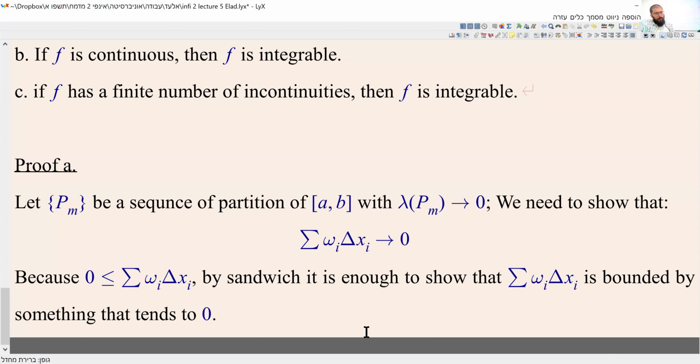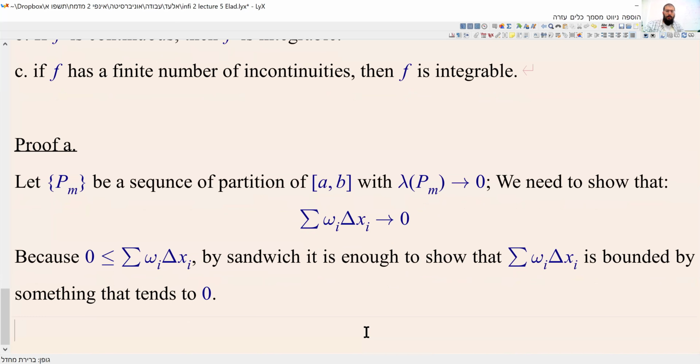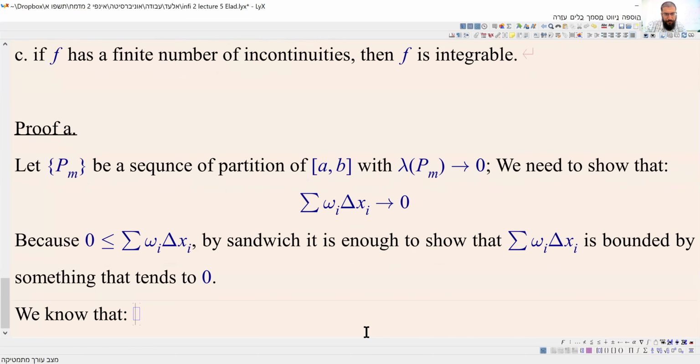So what do we look at? We know that the parameter of the partition is always greater than or equal to delta x_i, because the parameter is the maximum of all the delta x_i. It's the largest subsegment.